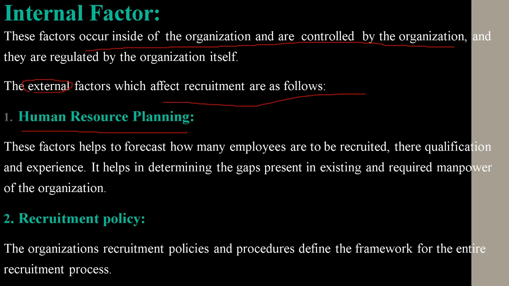First is human resource planning. Let us understand this. This factor helps to forecast how many employees are to be recruited, the number of employees, and their qualification and also their experience. So it helps in determining the gap between existing and required manpower of the organization.